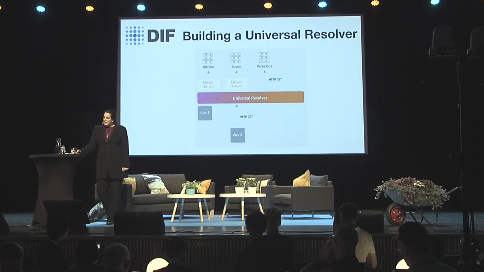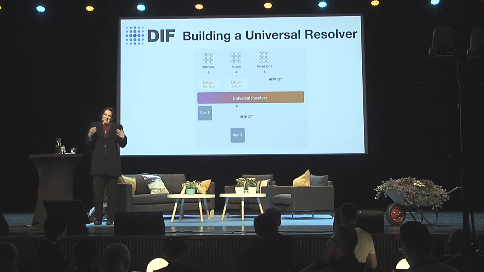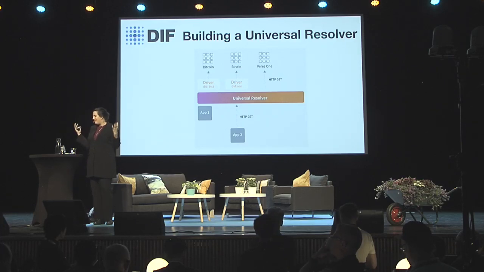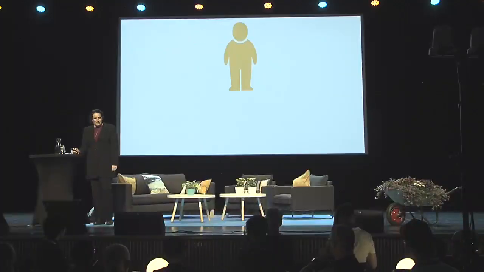And the Decentralized Identity Foundation is building a universal resolver because the irony is, how do you find a DID if it's decentralized and on one of many different ledgers? So you need a common piece of infrastructure to go find it, regardless of what ledger it's written to. Marcus Sabadello has been leading the development of this.